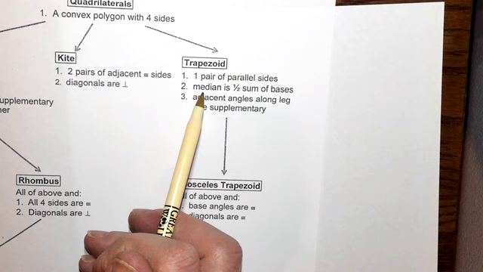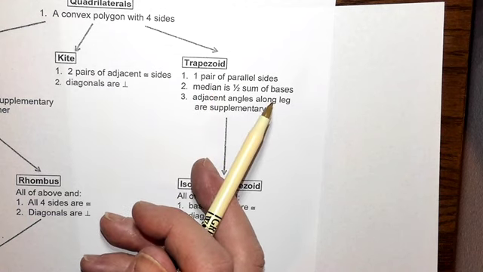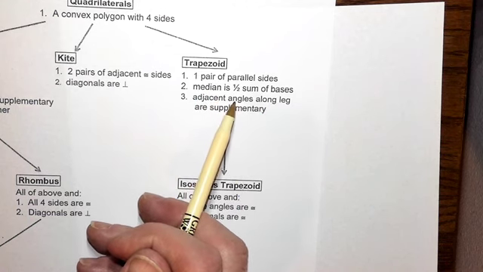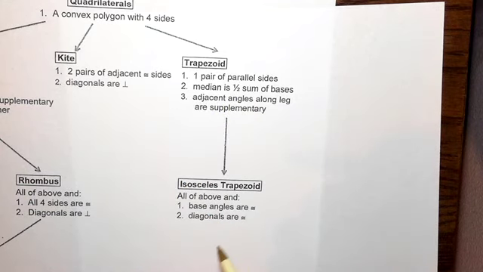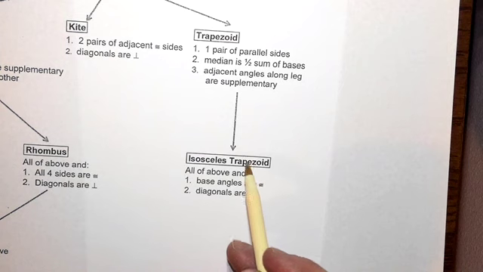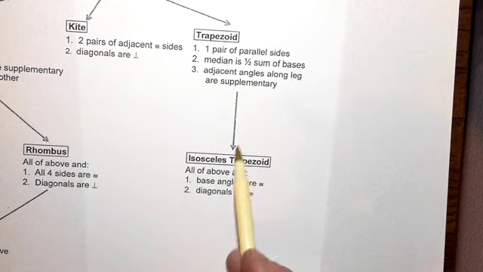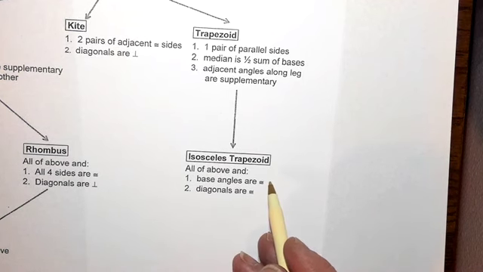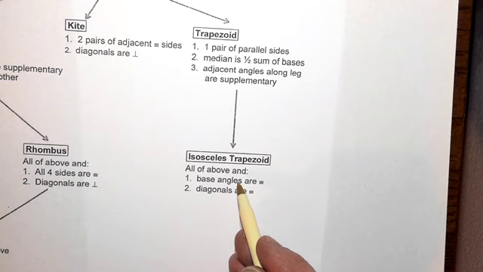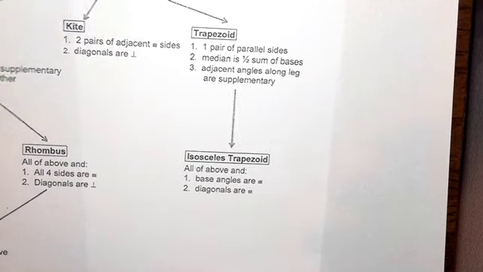The median is half the sum of the bases. The adjacent angles along a leg are supplementary. We'll look at each one of these things separately. An isosceles trapezoid is the same as above, except the two legs of it, the two sides that aren't parallel, are the same length. And this is true as well: the base angles are congruent and the diagonals are congruent.